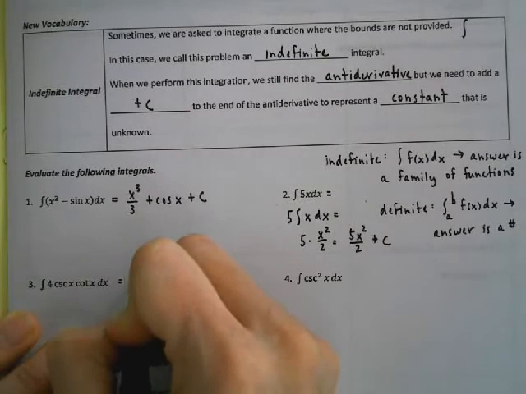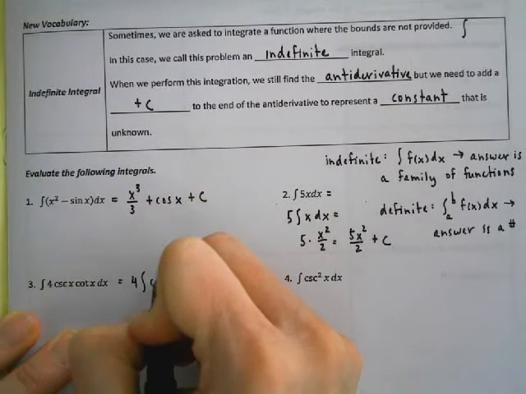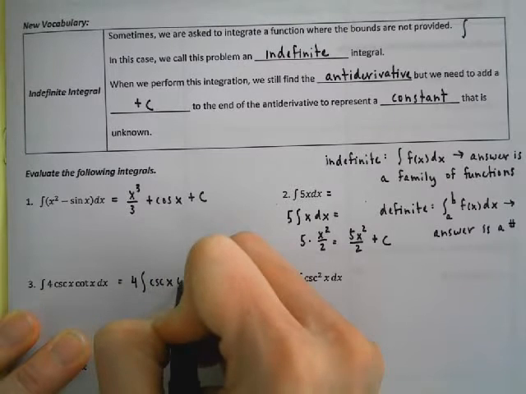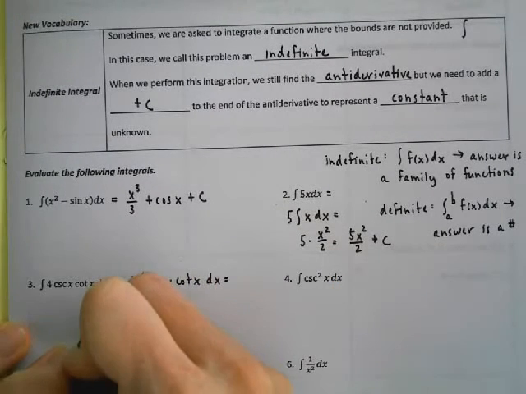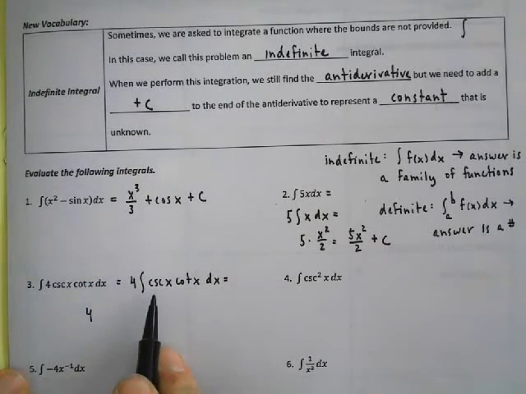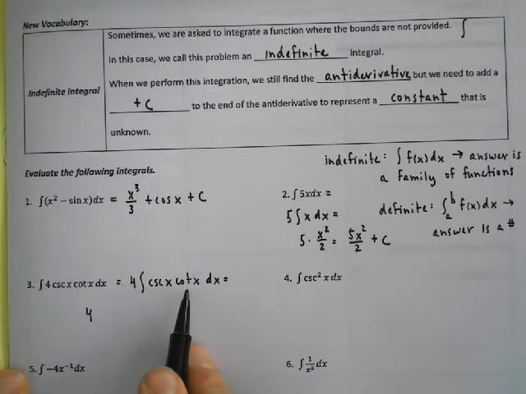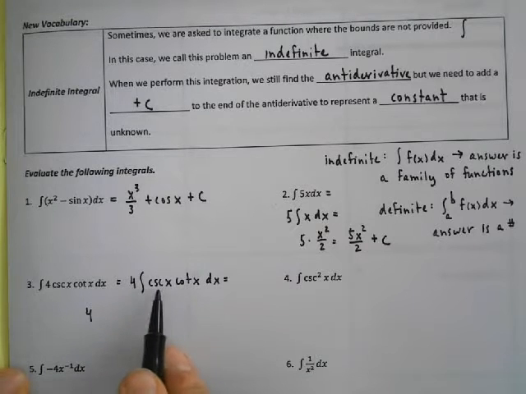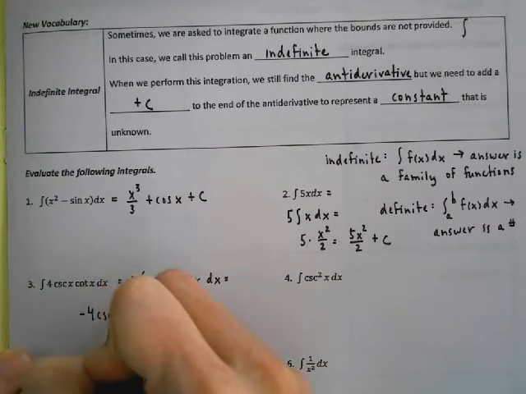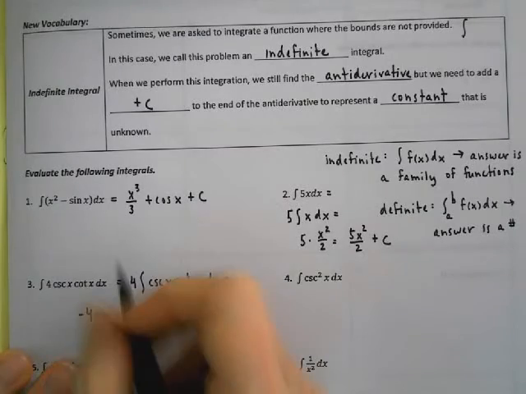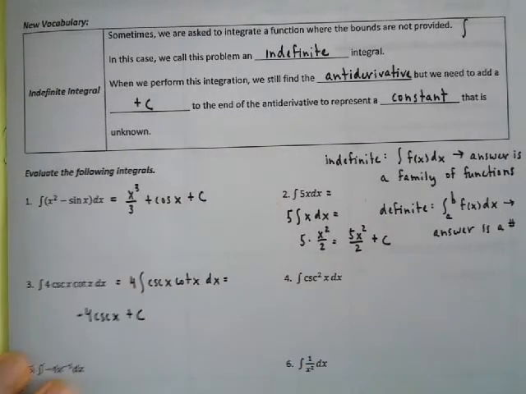For number 3, again, this is the same as 4 times the integral of cosecant of x, cotangent of x dx. So I have 4. Now again, the function whose derivative is cosecant x, cotangent x. Well, I know the derivative of cosecant x is negative cosecant x, cotangent x. Since I don't have a negative here, it's going to be in my antiderivative. So I have negative 4 times the cosecant of x plus c.